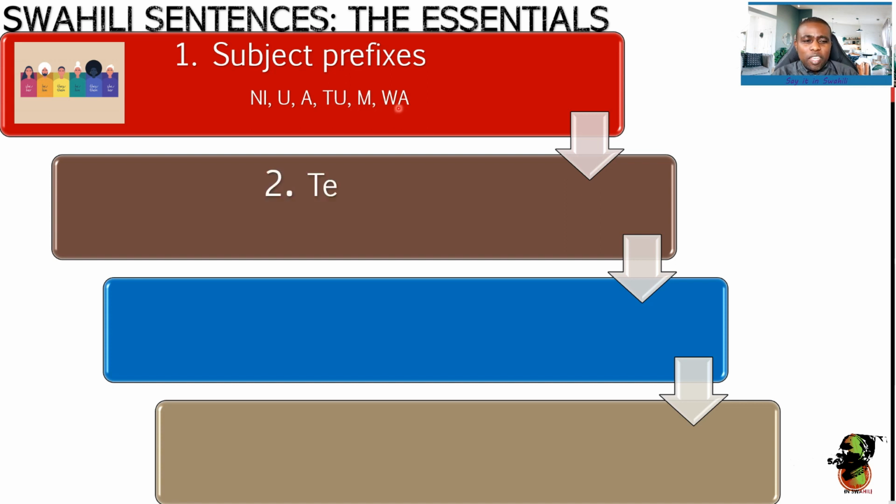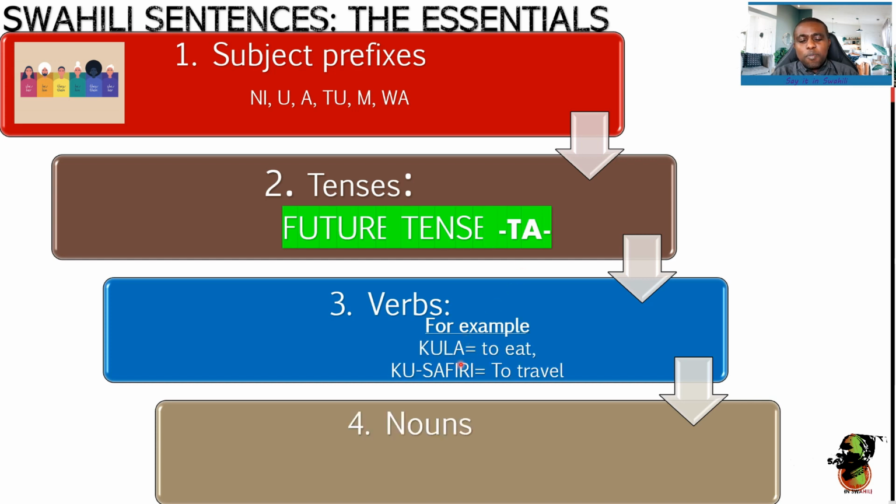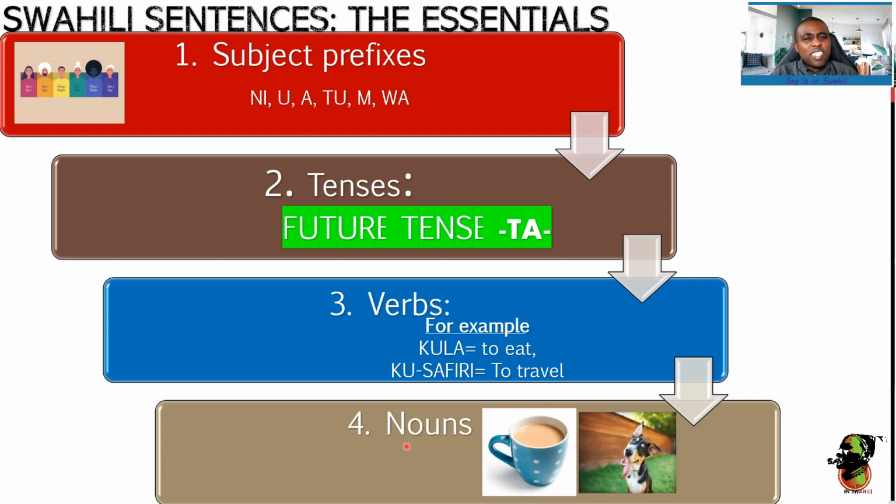Second thing we need is our future tense, and this tense is the ta. Very important to remember that. So we'll be coming in there. Then we've got our verbs. For example, we're going to look at the verb kula and kusafiri. And then we're going to add our nouns. Chai and mbwa. Those are just examples. I'm just giving examples so that you can see the structure, how the sentences are constructed going downwards.